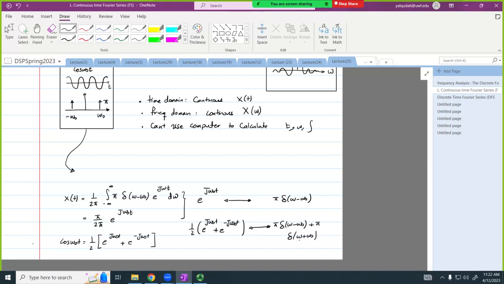We can do the same thing for a sine. And again, it's a little tricky, and you can think of it as a special case. This is 1/2, sorry, 1/2 e to j, which is this one.